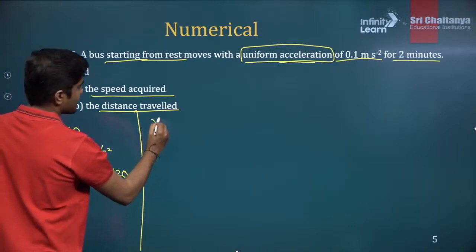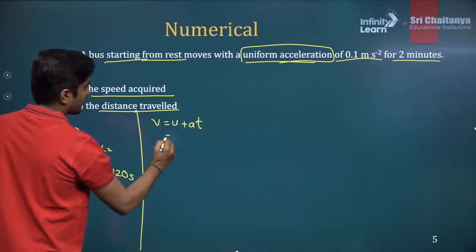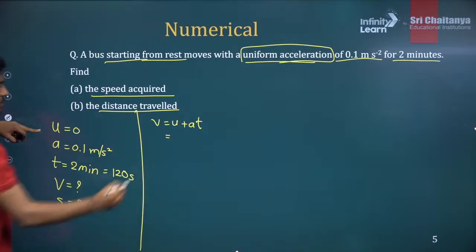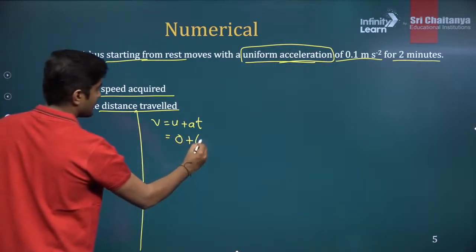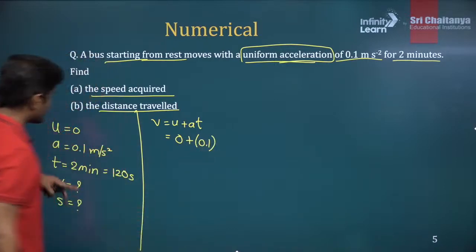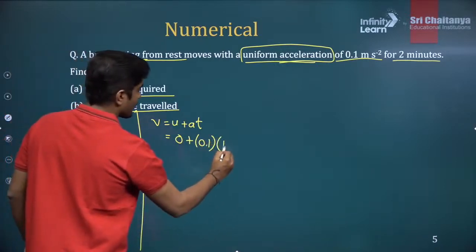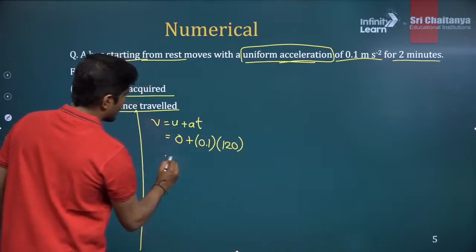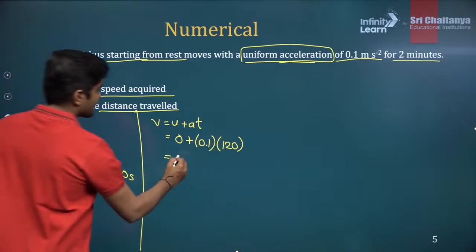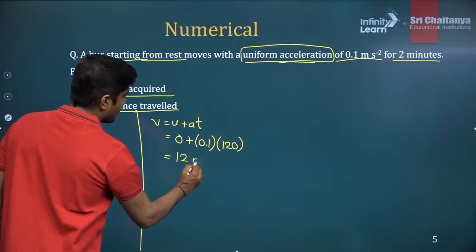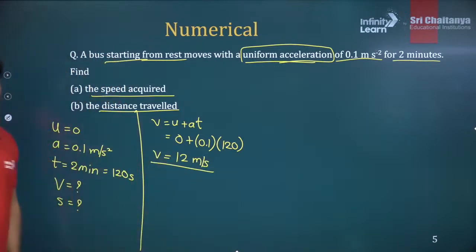First equation says v is equal to u plus a t. What is u? U is 0 plus what is a? A is 0.1 times what is t? T is 2 minutes, which is 120 seconds. So that will come out to be 0.1 multiplied by 120. It is simply 12 meters per second. So this is the final velocity.